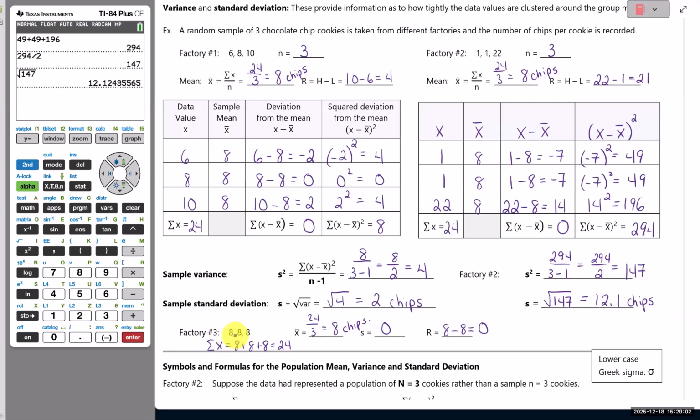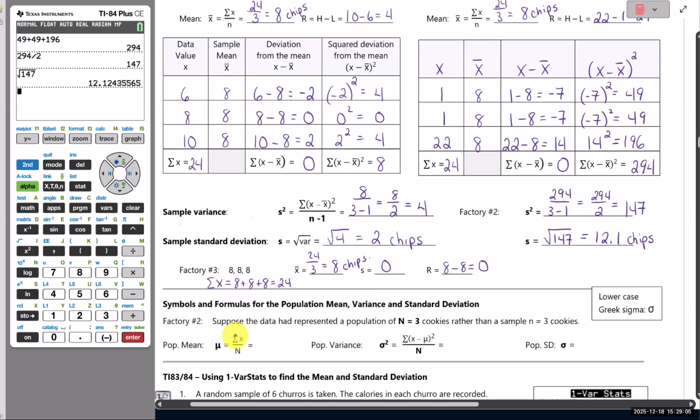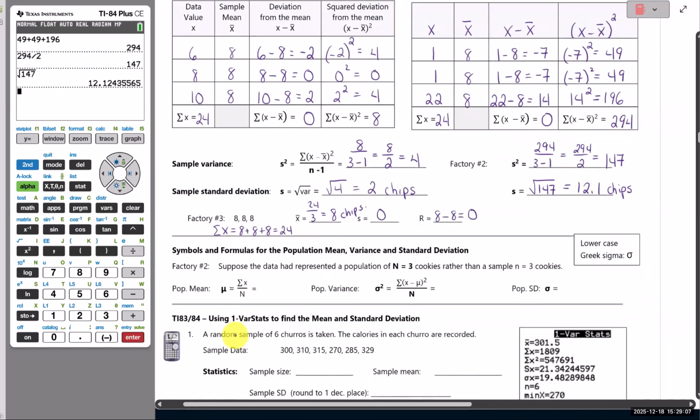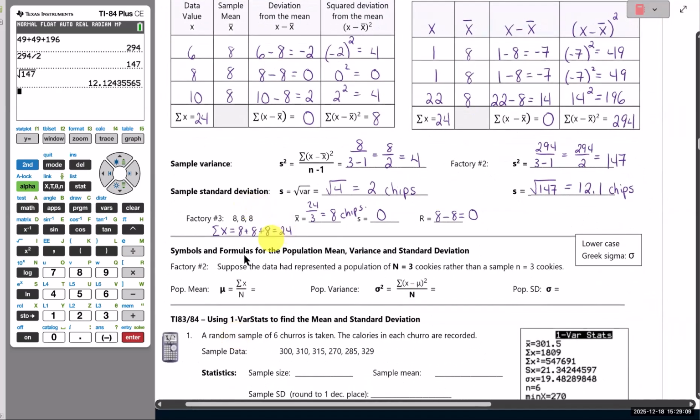And then I just have to introduce what would happen if the data was from a population instead of a sample. All right, so what we'll do here is take a look at factory number 2. I'll use that as my example, but let's say that this data represented a population of 3 cookies rather than a sample. So if I had 3 cookies in a lunchbox, so those were all the cookies in the lunchbox, my population of cookies, so capital N versus lowercase n, so population size would be 3.